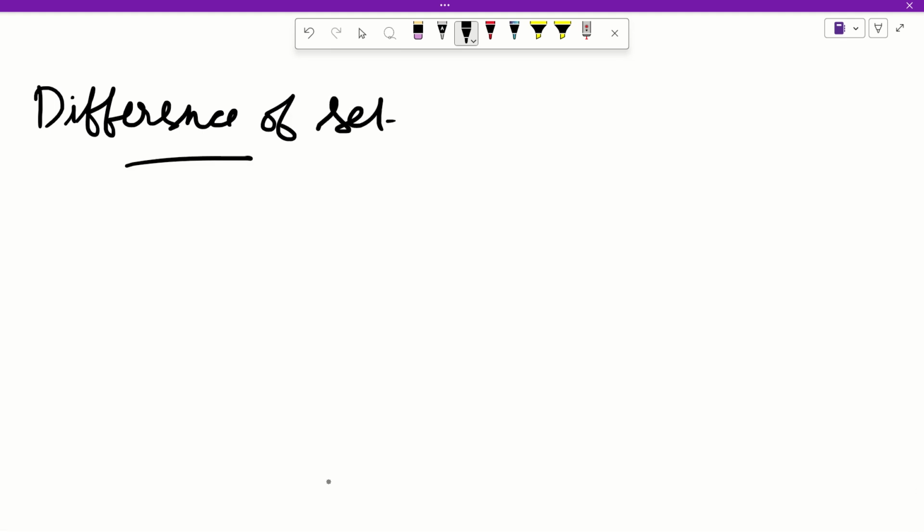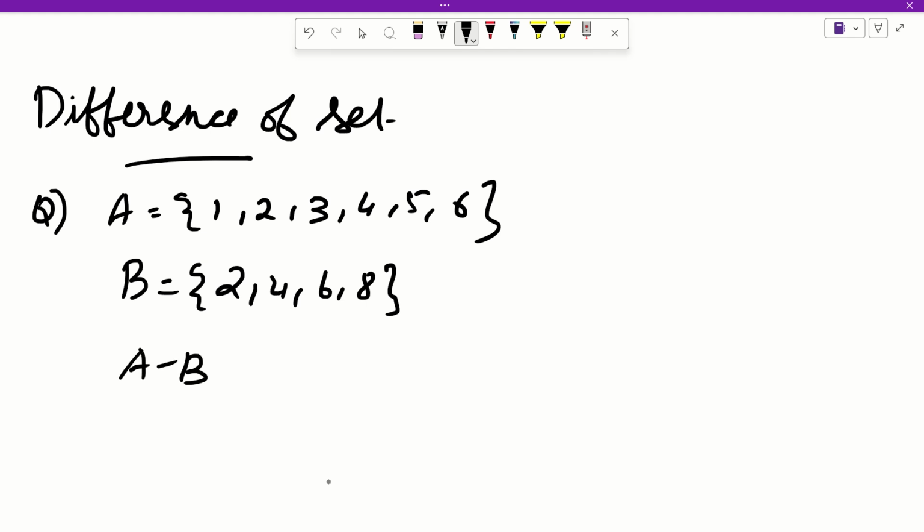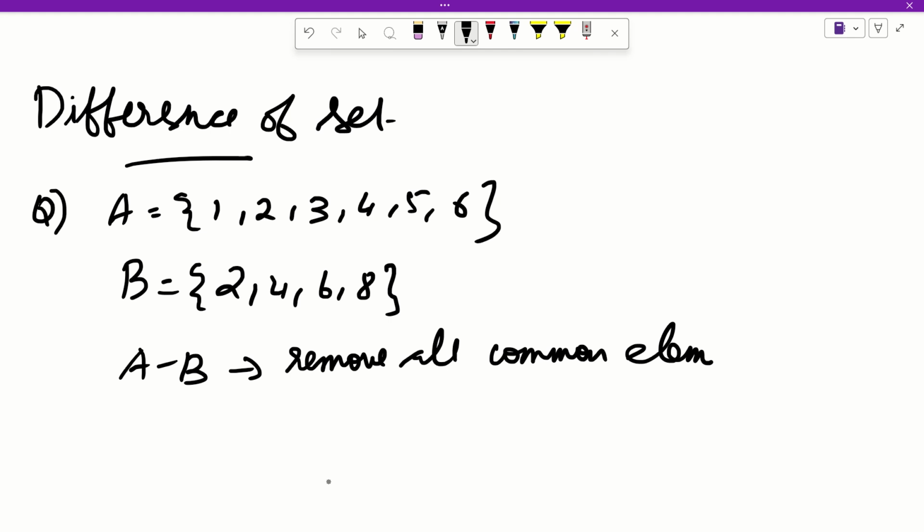Let's say, in a question, A is equal to the set {1, 2, 3, 4, 5, 6}, and B is equal to {2, 4, 6, 8}. Now we have to find the difference of sets, A minus B. First of all, let me give a definition of A minus B. In order to find A minus B, we have to remove all common elements of A and B and take the remaining elements of A.